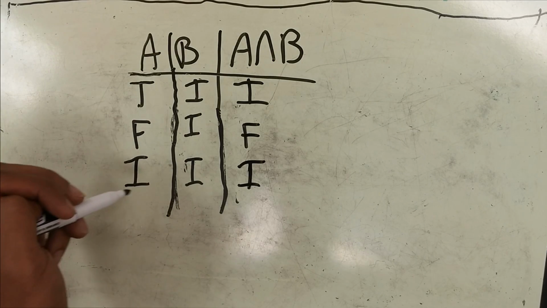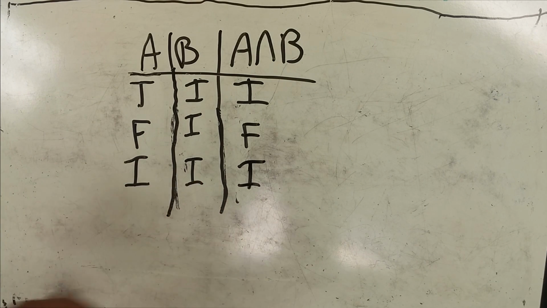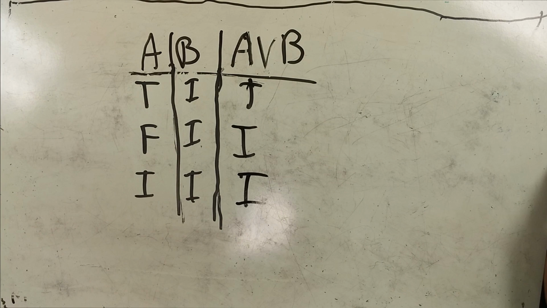For a conjunction to be true, both of the involved sentences have to be true. So if one is indeterminate and the other true, the conjunction is also indeterminate. But if one of the values is false, then no matter what, the conjunction is false. For disjunction, as long as one of the values is true, the disjunction as a whole is true. And if one is false and the other indeterminate, the disjunction as a whole is indeterminate.